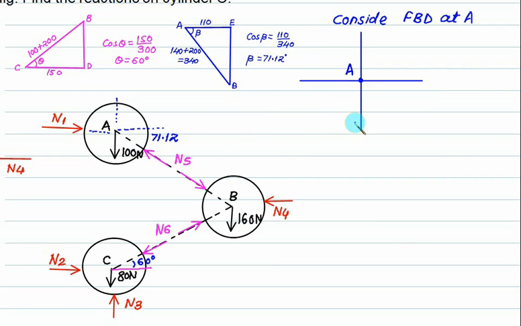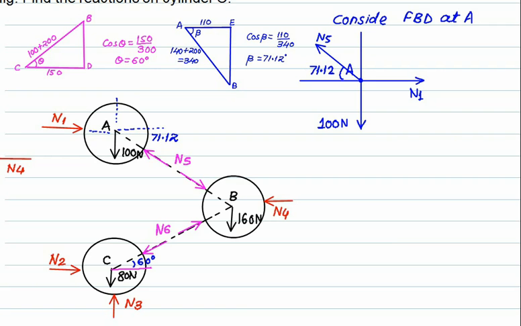The weight of 100 Newton is always acting vertically downward. Your N1 is entering, so we'll transfer it on the same line so that it becomes an outward force N1. Your N5 is in the fourth quadrant, so we'll shift it to the second quadrant. The angle is 71.12.